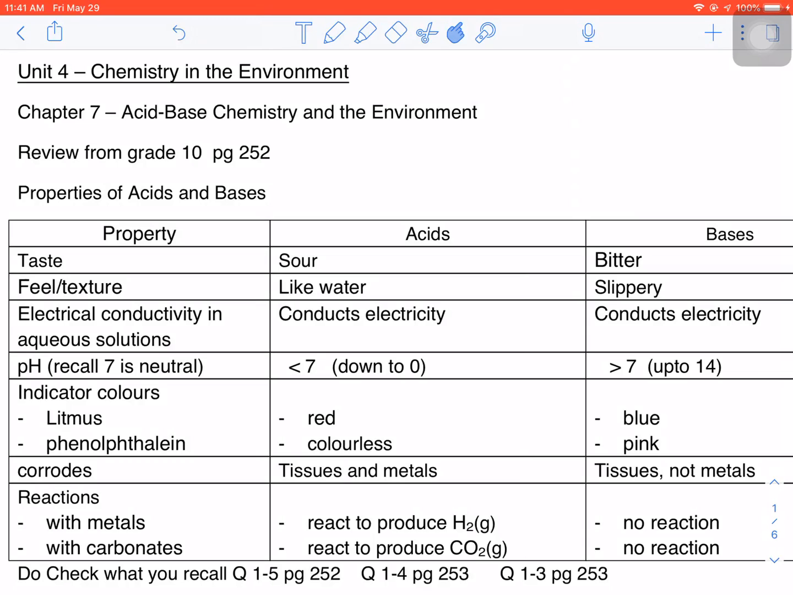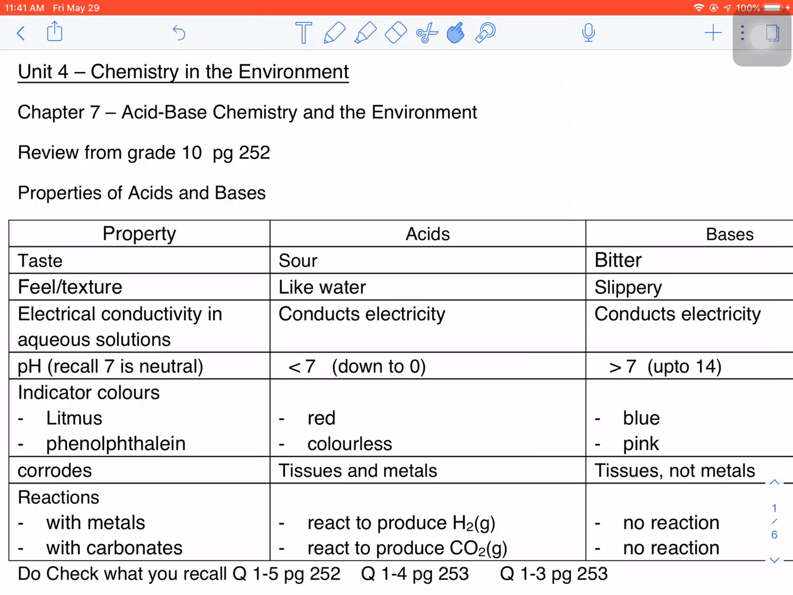So part of the ISU, you did a review of what you already know from grade 10 science. In our textbook, it's on page 252 of the text, and you already did some of this, so I just want to quickly have a look at it because I think this is really critical to understanding acid-base chemistry. So what did we learn in grade 10?